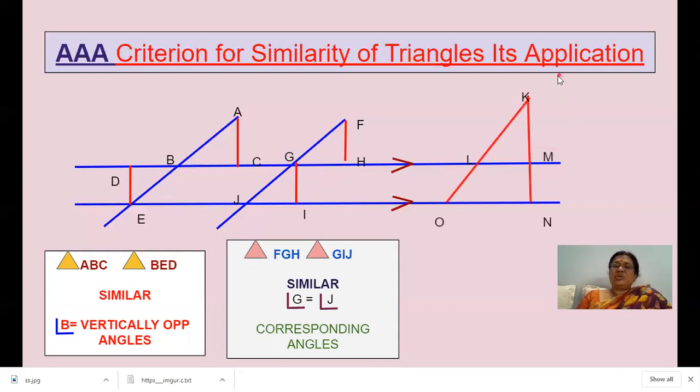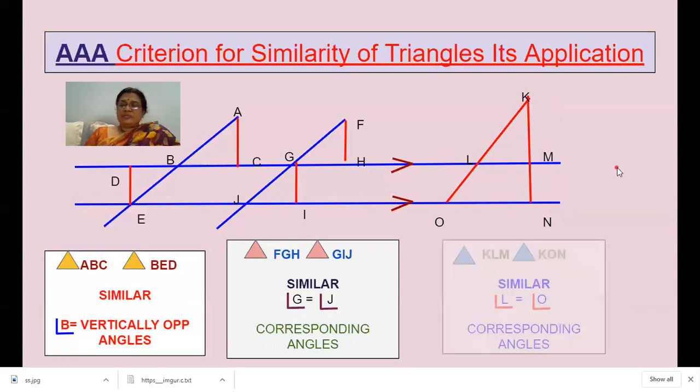So one more triangle, see here. This is a big triangle KNO and one small triangle KLM. So when you compare these two triangles, that is the big triangle and the small triangle, are they similar? Let us see. Yes, they are similar. How are they similar?